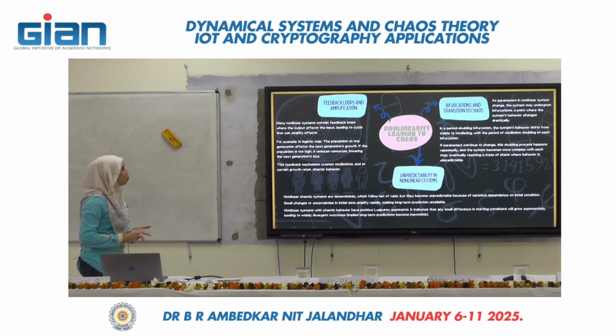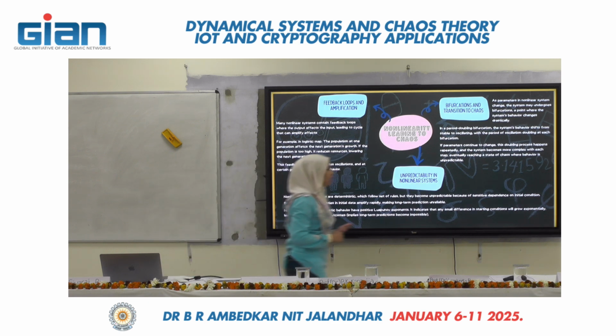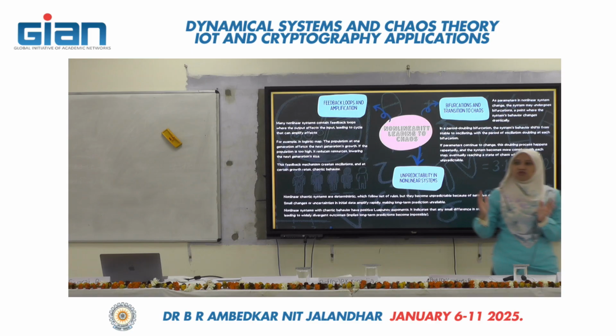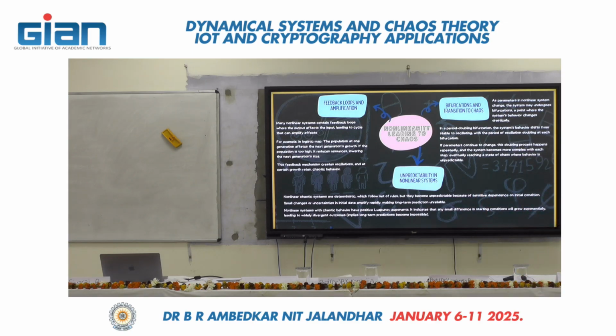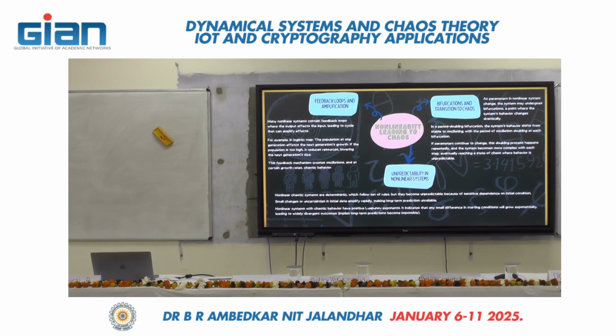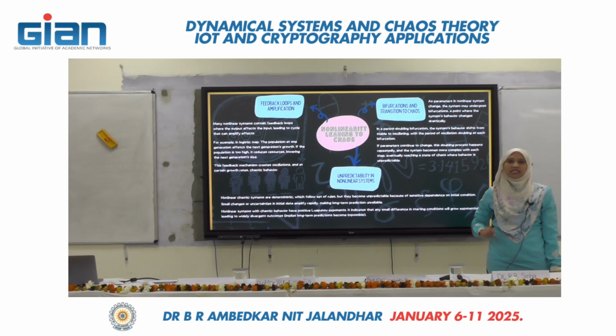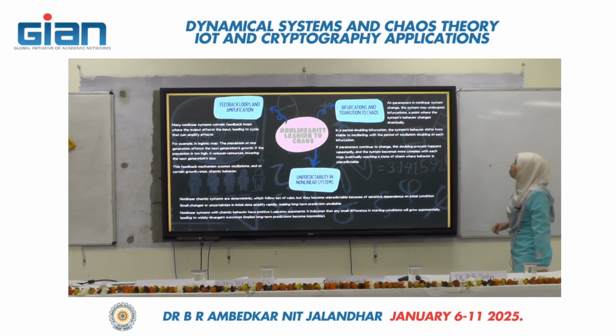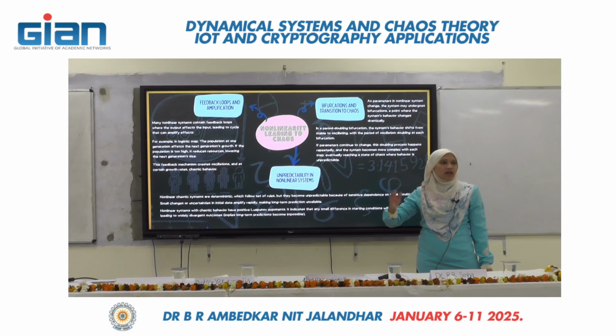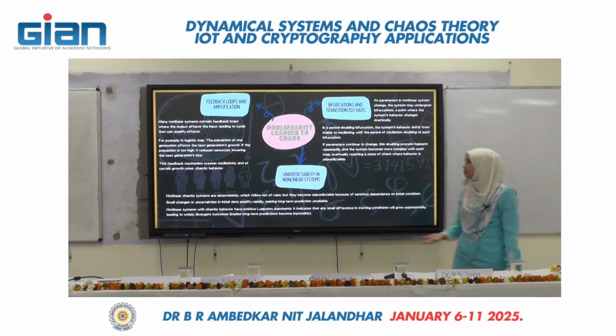Also, we need to check the bifurcation, which is very important. We need to check the transition to chaos. For the bifurcation, we need to check the parameter that will affect the system. So it may undergo bifurcation, the point where the system changes drastically. Bifurcation is actually the change of behavior, and towards chaos, the behavior will change drastically.